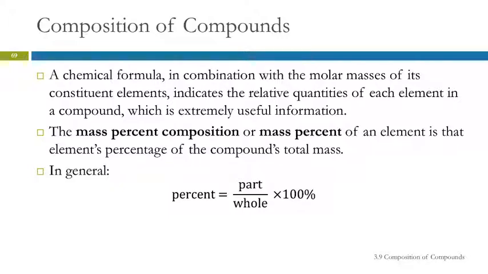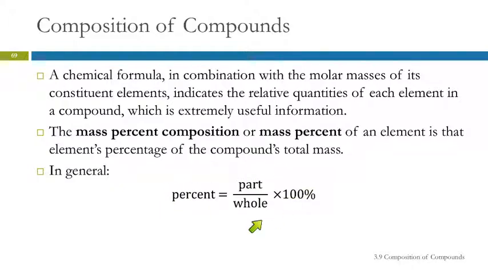One way to express the amount of an individual element is by looking at a mass percent composition, or sometimes just called the mass percent of an element in that compound. So of this total mass, what percentage of that mass is from this one particular element?